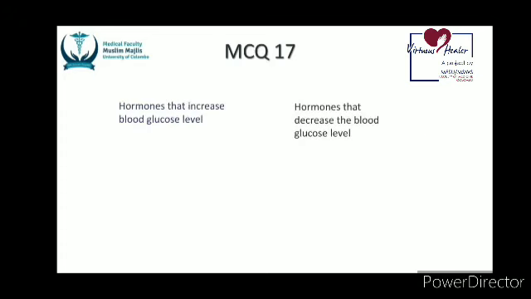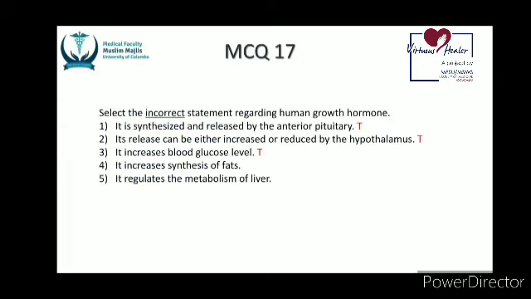Now what are the hormones that increase the blood glucose level, and what are the hormones that decrease the blood glucose level? As you can see here, there are 4 hormones that increase the blood glucose level, and they would be glucagon, cortisol, growth hormone, and adrenaline. And growth hormone is one of those hormones that increase the blood glucose level. Then what are the hormones that decrease the blood glucose level? There's only one hormone that decreases the blood glucose level, that is insulin. So the third statement will be true.